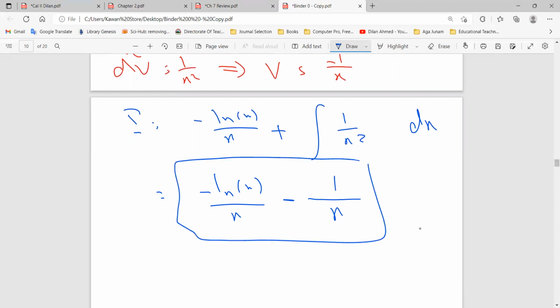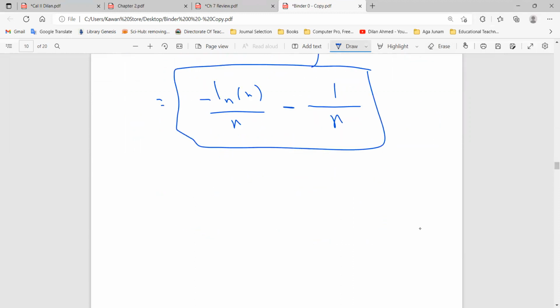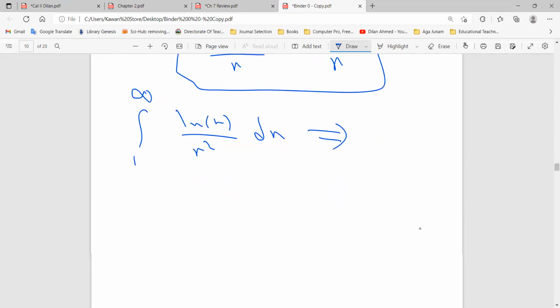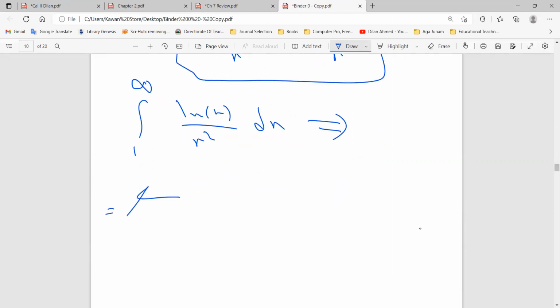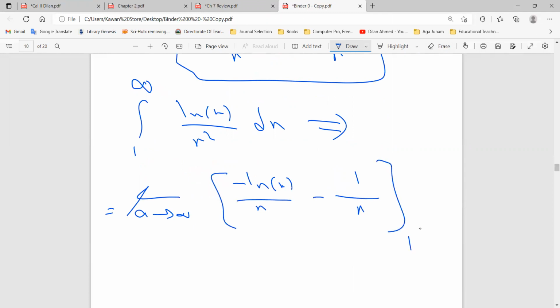We solve the integral by what? U dv. Now my integral from 1 to infinity, ln of x over x squared dx, changes to what? Changes to the limit of a approaching infinity of minus ln of x over x minus 1 over x, from 1 to a.